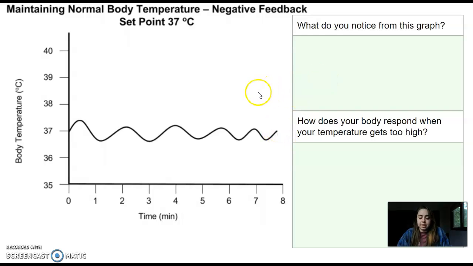What we're going to do is pause this in a moment and answer the questions. What do you notice from the graph? So how can you describe what's happening here? And then how does your body respond when your temperature gets too high? So what's happening at these peaks when the body is getting hot that makes it go to this bottom and drop there? So pause here and answer those questions.